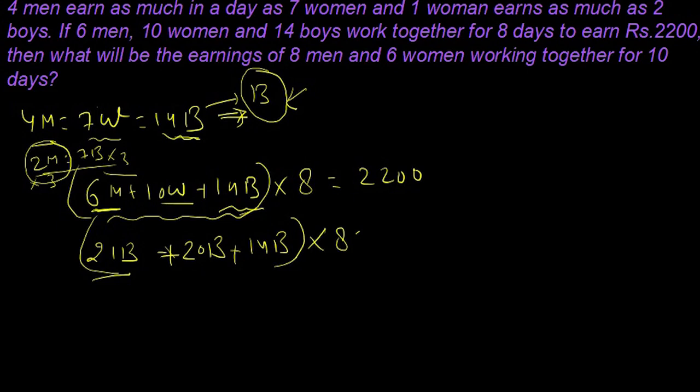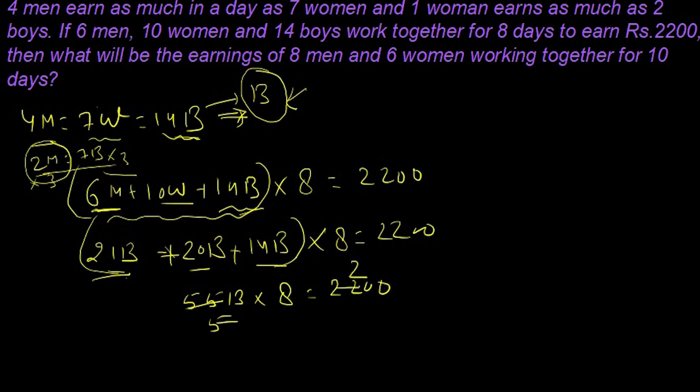Multiplied by 8 equals 2200. Sum of these numbers: 21 plus 14 is 35, 35 plus 20 is 55. So 55 boys into 8 equals 2200. 11 5s are 55, 5 4s are 20, 5 8s are 40. So the salary of one boy equals what? 5 rupees. So I think that is solved.